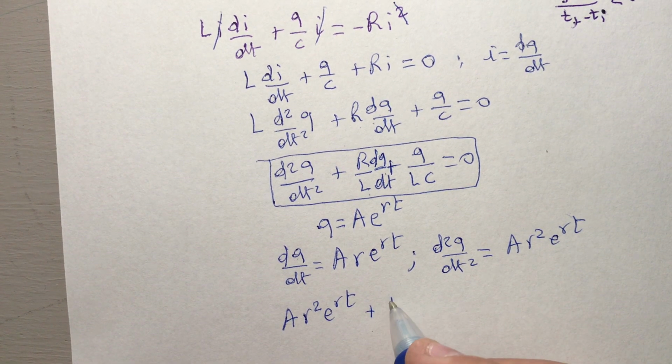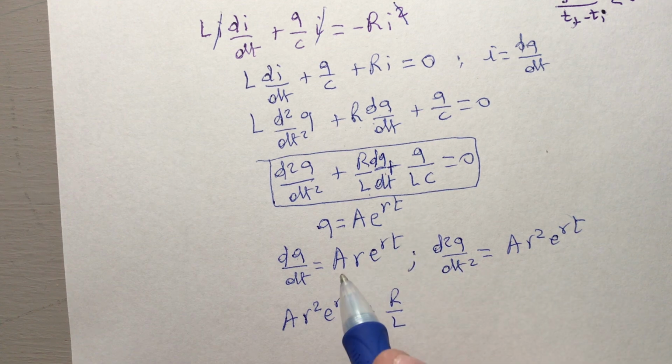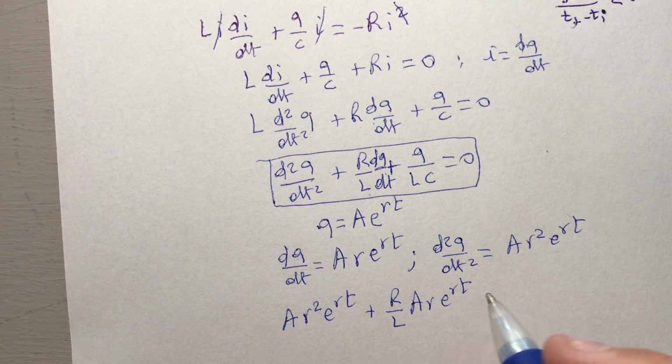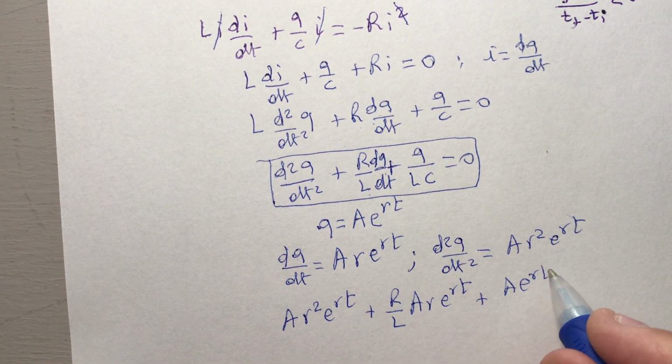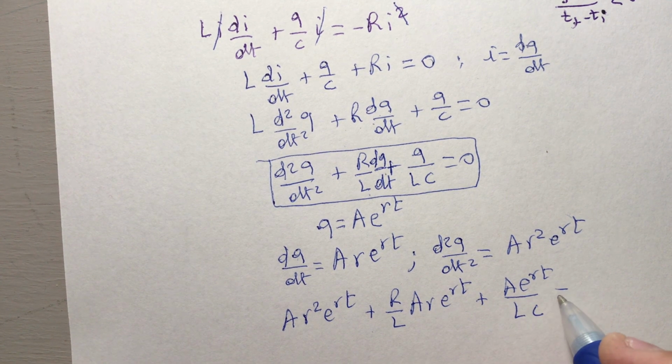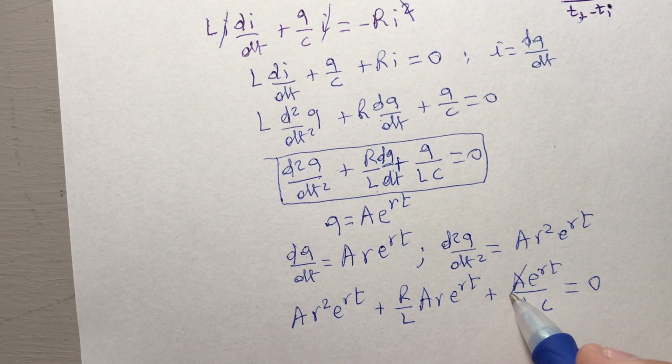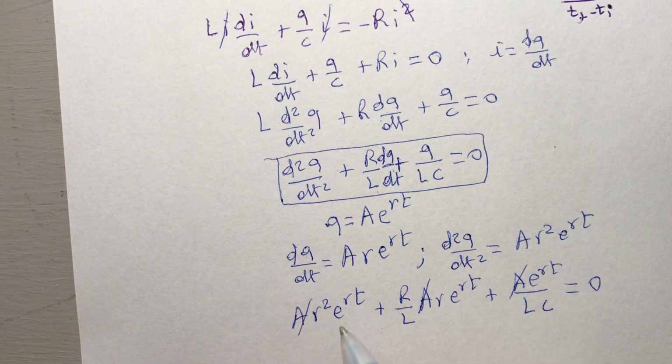Plus r over L, dq over dt is this one. I put a r e^(rt) plus q. I put a e^(rt) over LC equal to 0. Now a is a constant, it's not equal to 0, so we take it out. This exponential is not equal to 0. It can only be 0 when t goes to minus infinity. So this also is not equal to 0.